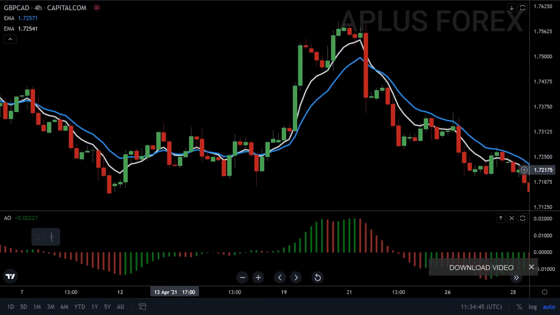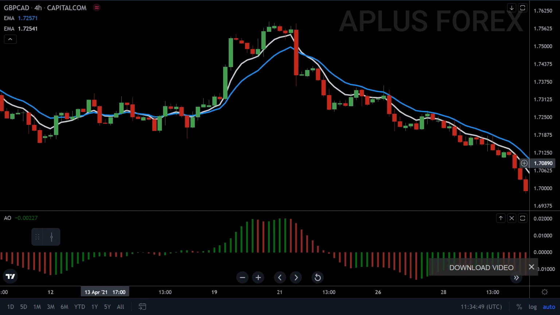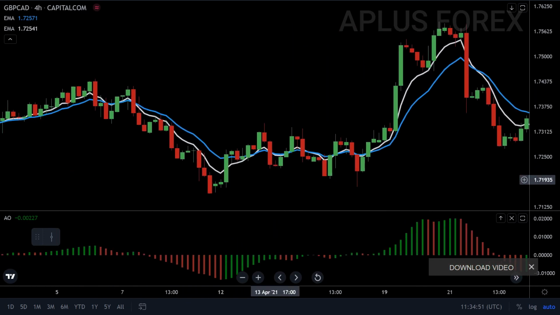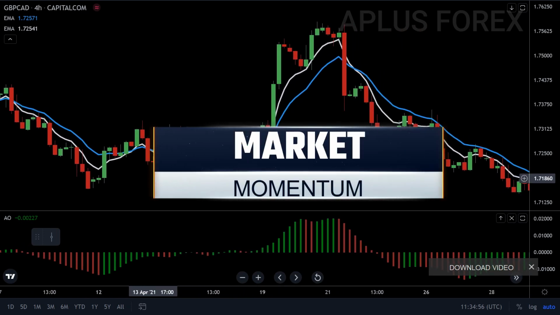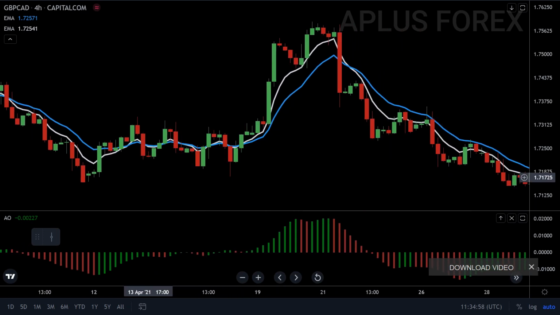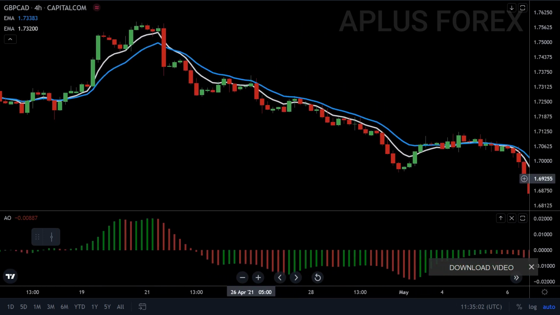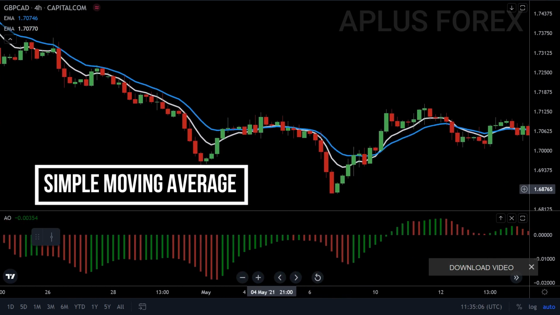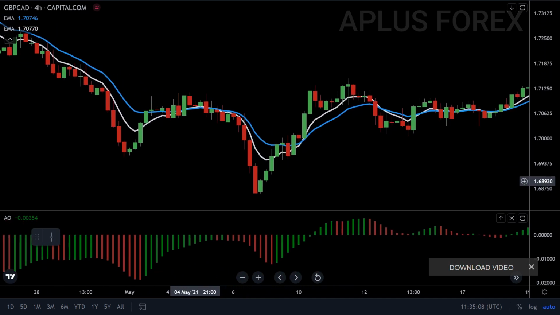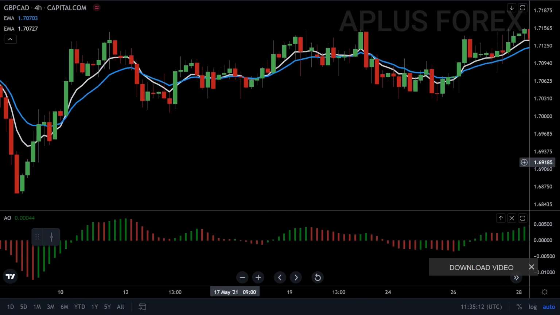The Bill Williams Awesome Oscillator Indicator is a technical analysis indicator developed to determine whether bullish or bearish forces dominate the market. It assesses market momentum in order to identify potential trend direction or trend reversals. The market momentum is assessed using a combination of shorter and longer time frame simple moving averages. Or to put it in another way, it compares recent momentum to higher time frame momentum.